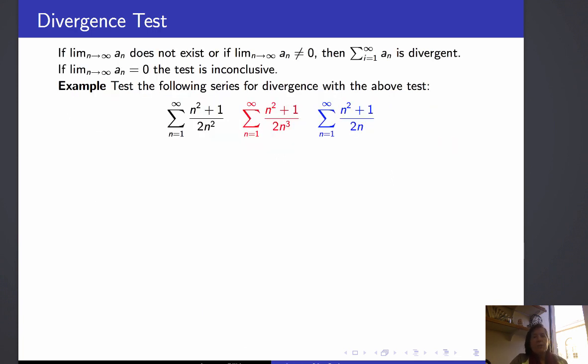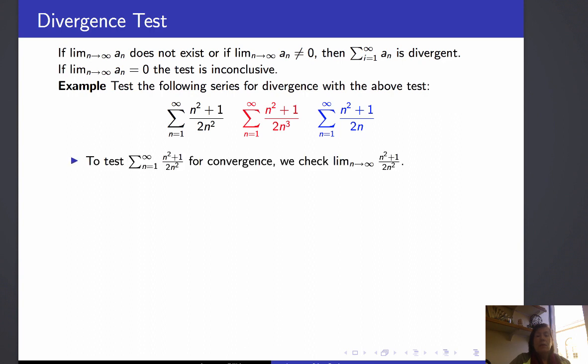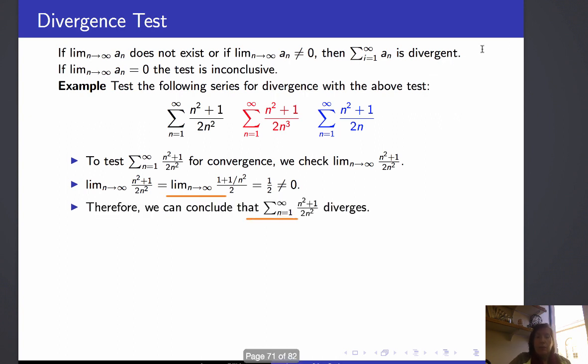Well, let's apply this to a few series. Let's look at the sum from 1 to infinity of (n squared plus 1) over 2n squared. Well, the limit as n goes to infinity of a_n is the limit of (n squared plus 1) over 2n squared. I could replace the n by an x and calculate that limit as I do with rational functions. And that limit turns out to be the limit of (1 plus 1 over n squared) over 2, which is 1/2. This is not 0, so according to my divergence test, I can immediately conclude that this series diverges.